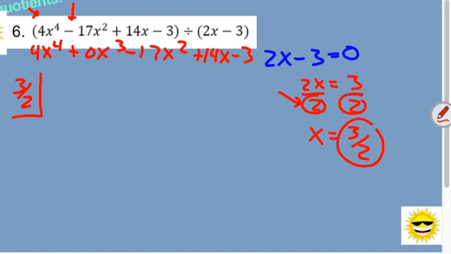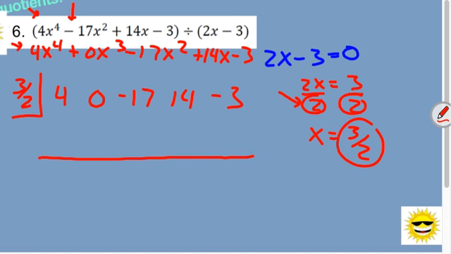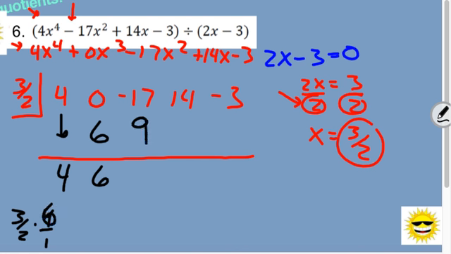So now I can go ahead and plug in those numbers. It's now in degree of decreasing order. 4, 0, negative 17, 14, negative 3. Skip a space, and let's get started. I'm going to bring down that 4 first. Remember, it's 3/2 times 4 over 1. 12 over 2 is 6. Adding 6 and 0 together, we get 6. 3/2 times 6 over 1, that's 18 over 2, or 9. Negative 17 and 9 is negative 8.